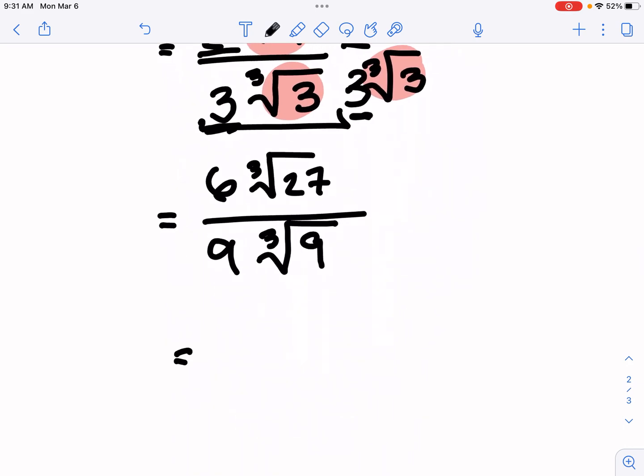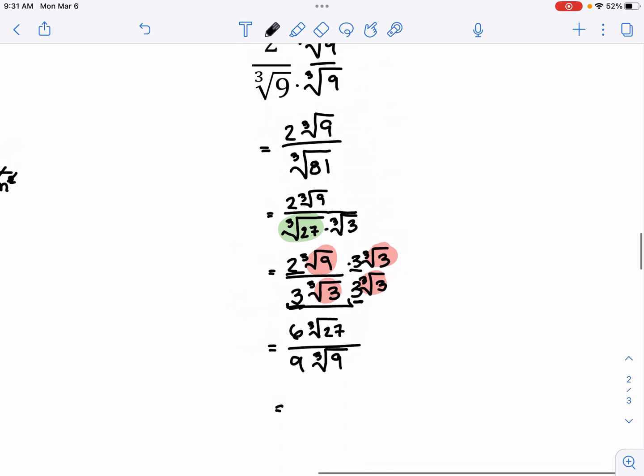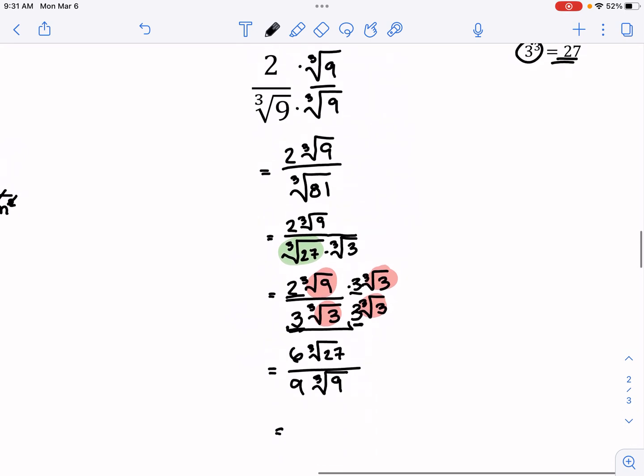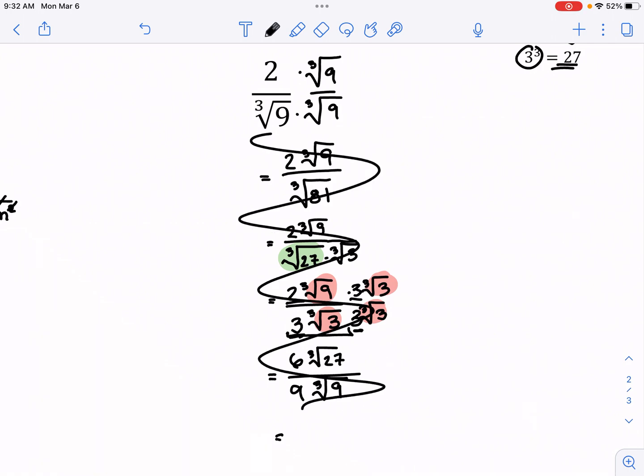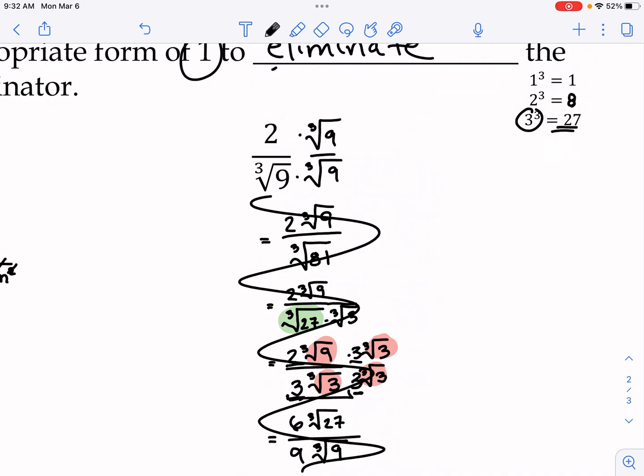Okay. Now at this step, I think I made a mistake here. You know what? I'm going to cross this off. Let me do one thing here. This is actually how we should have done this problem. Looking back at it, we should have actually multiplied by the cube root of 3. So that's my fault.